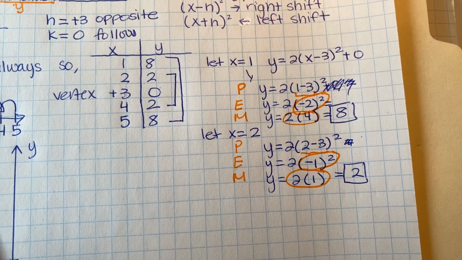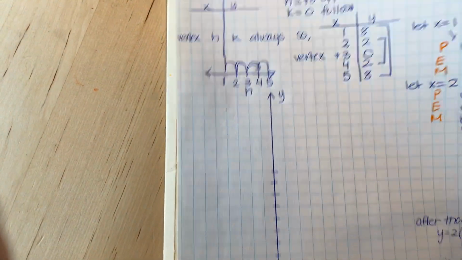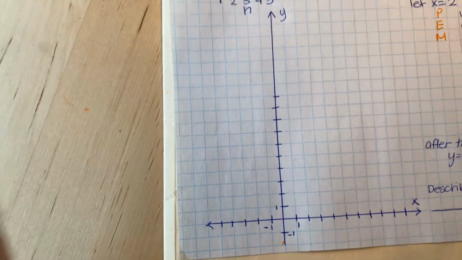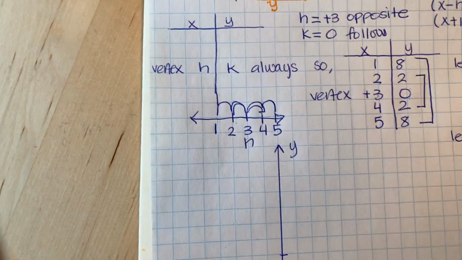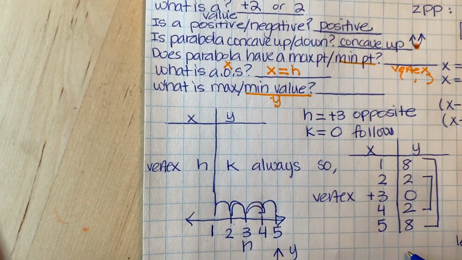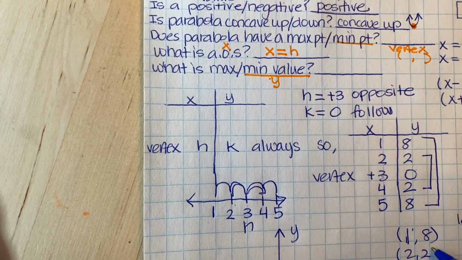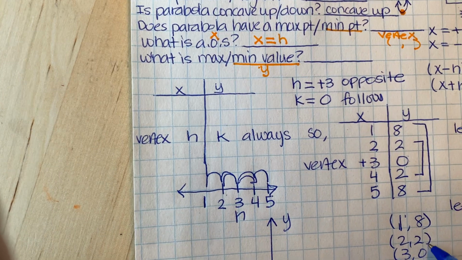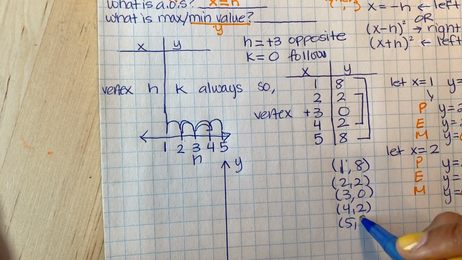Don't feel bad, it happens to me. Okay, so now we're going to plot those points, and then I'll come back and answer those questions. Okay, 3, where am I going? 3, 0. Oh yeah, so here are my points. I'll write them right here because I kind of squished: 1, 8; 2, 2; 3, 0; 4, 2; 5, 8.